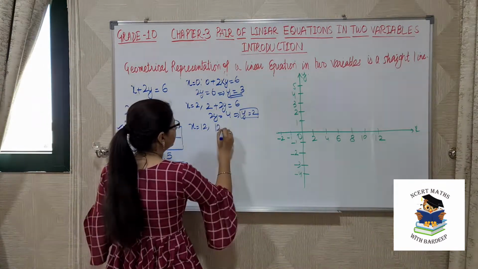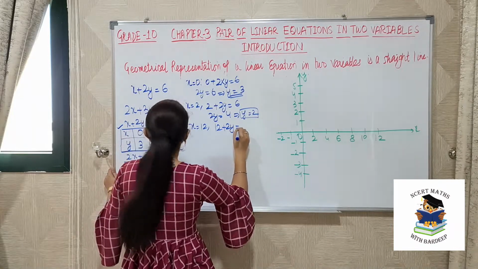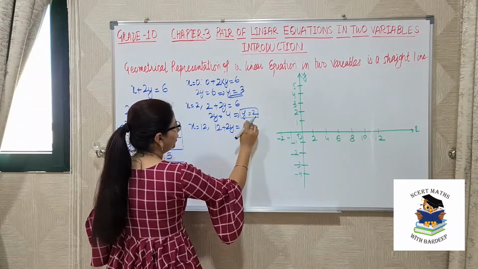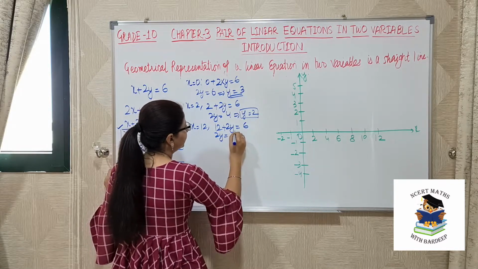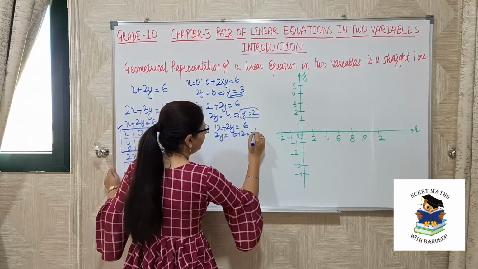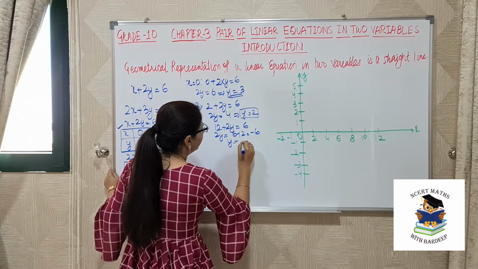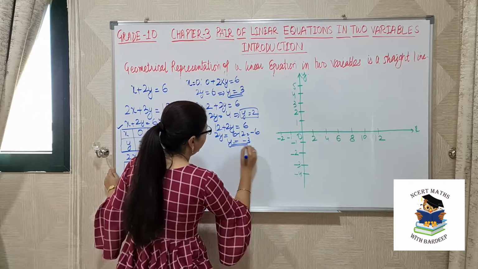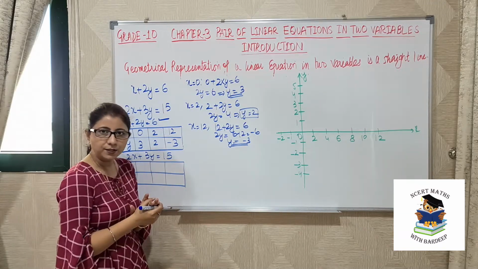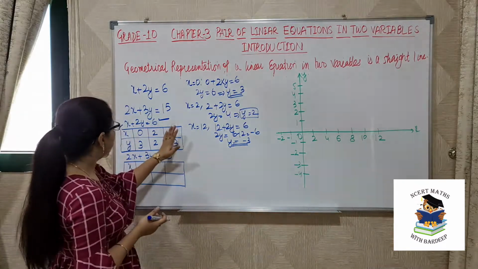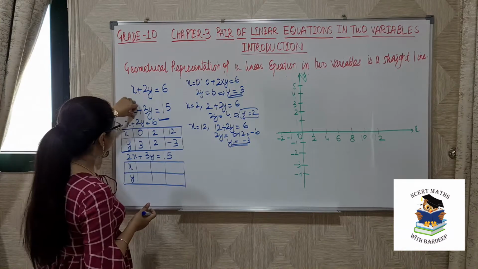So 12 plus 2y equals 6. This 12 will be shifted to the other side and we will get 2y as 6 minus 12, that is minus 6. Then what will be y? Minus 6 by 2, that is minus 3. So y will be minus 3. Okay, so now these 3 points are for this equation.